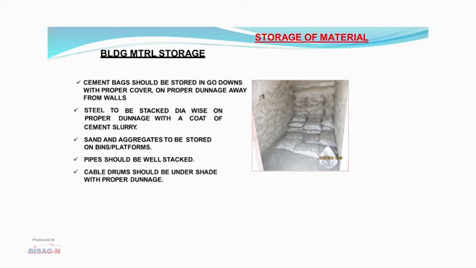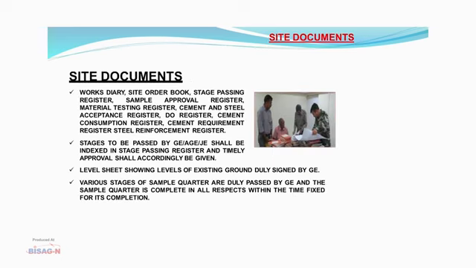The cable drums, which are primarily used for the E&M electric supply and other activities, should be stored under shade with proper dunnage. To keep a check on the various construction materials and their security, various site documents have to be maintained, which include the works diary, the site order book, the stage passing registers, the sample approvals of various materials to be used in the job, and also the material testing which is being done time and again. A proper log of the same has to be maintained.